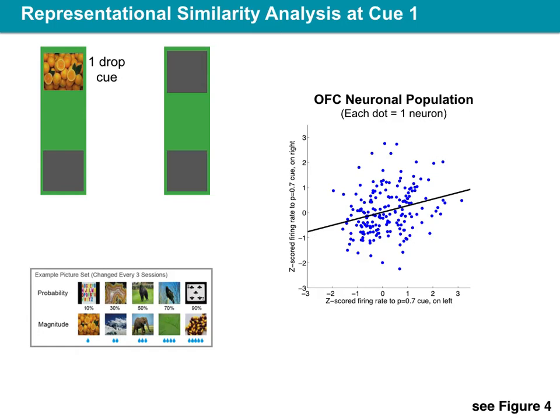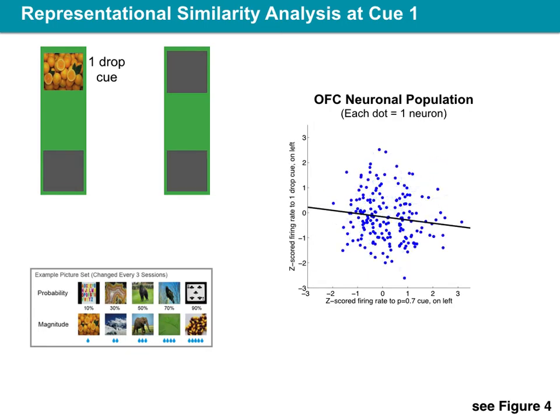We can then shift our focus to a different set of trials where, for instance, a different stimulus is going to be presented on the left-hand side of the screen. Let's say the cue that represents 1 drop of juice. And plotting this on the y-axis now seems to give us a slightly negative relationship with the population response for the 0.7 probability Q on the same side of the screen. Okay, so that's the basic idea.